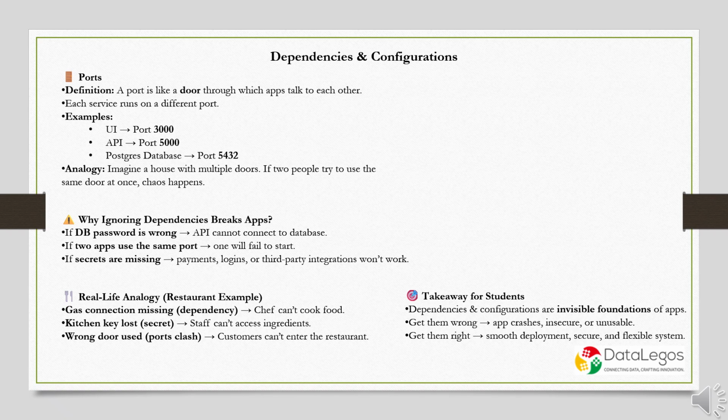Analogy: imagine a house with multiple doors. If two people try to use the same door at once, chaos happens. The same applies to applications. If two apps try to use the same port, one will fail to start.